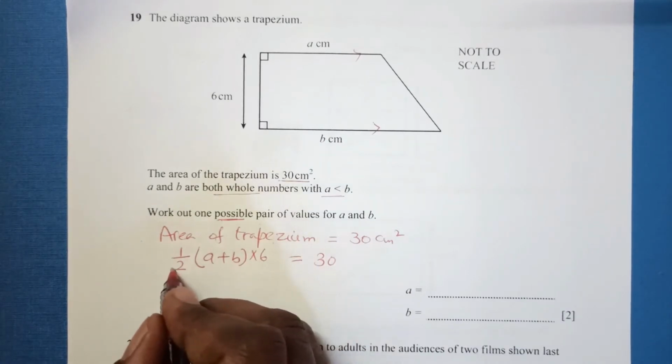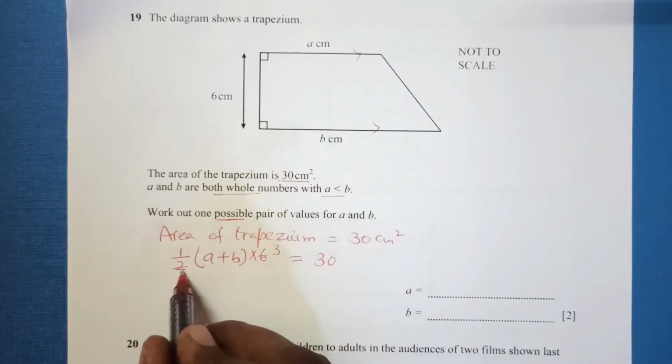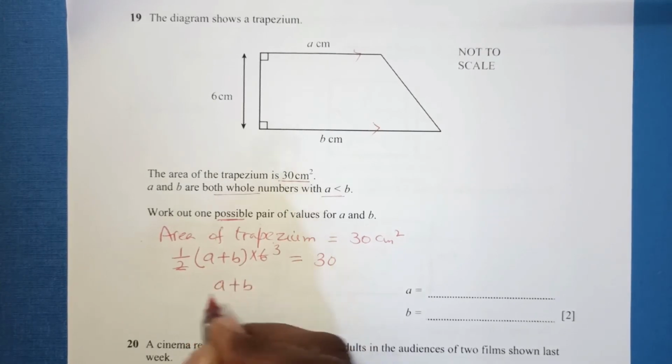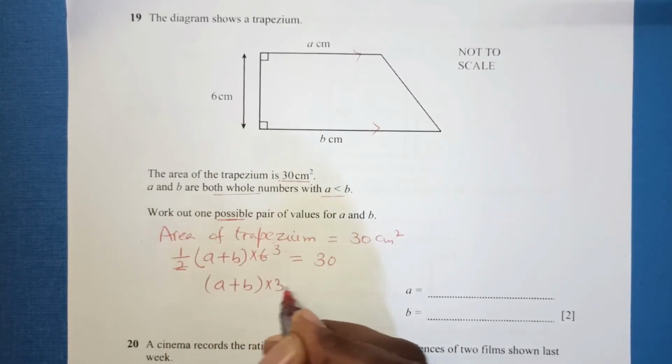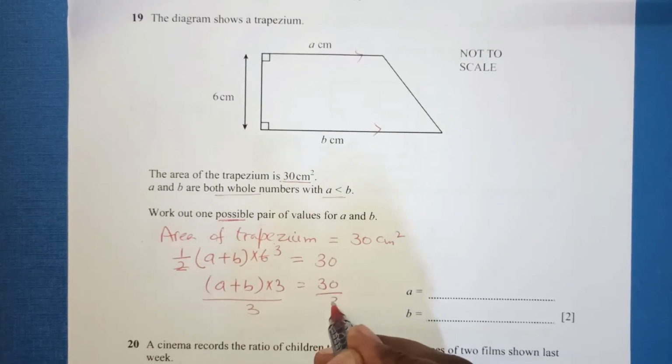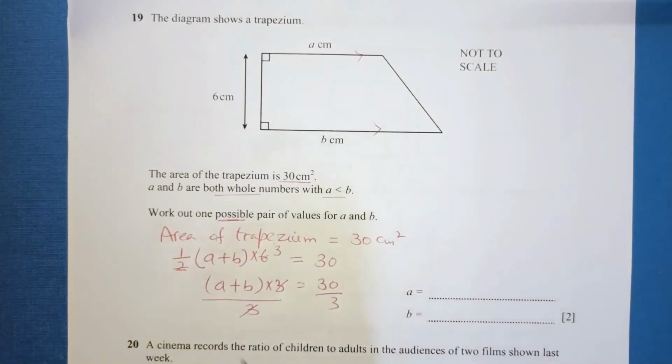So 1 over 2 times 6 gives you 3. So it is (A plus B) times 3 equals 30. Divide both sides by 3, and the 3s cancel. So we have A plus B equal to 10, since 30 divided by 3 is 10.